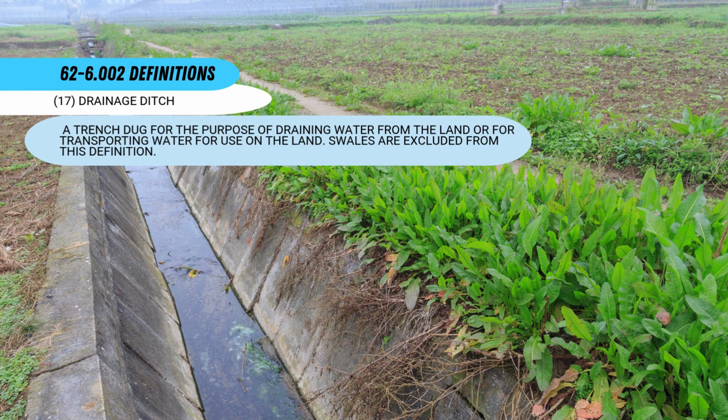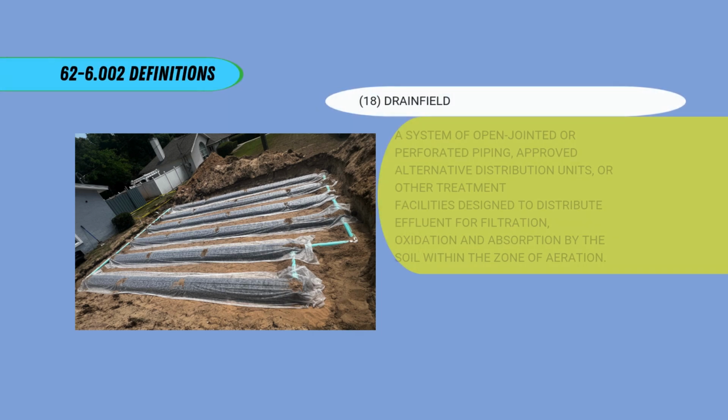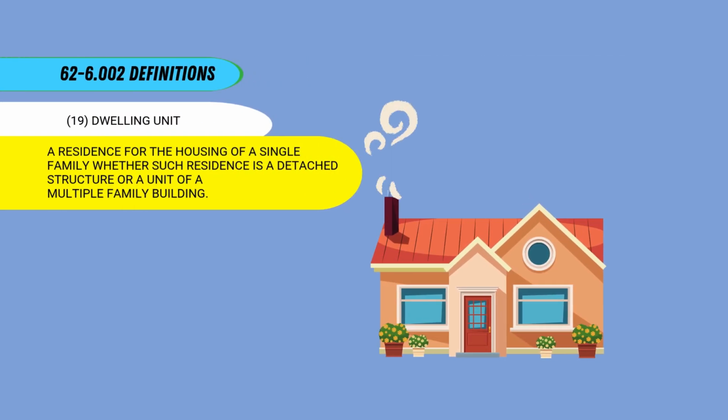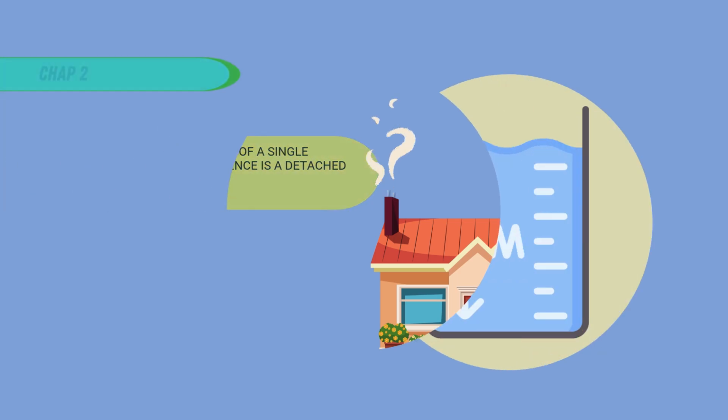Drainage ditch. A trench dug for the purpose of draining water from the land or for transporting water for use on the land. Swales are excluded from this definition. Drain field. A system of open jointed or perforated piping, approved alternative distribution units, or other treatment facilities designed to distribute effluent for filtration, oxidation and absorption by the soil within the zone of aeration. Dwelling unit. A residence for the housing of a single family, whether such residence is a detached structure or a unit of a multiple family building.